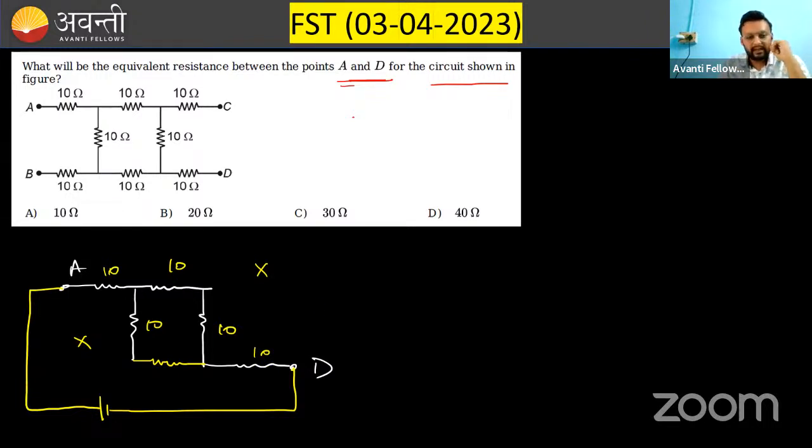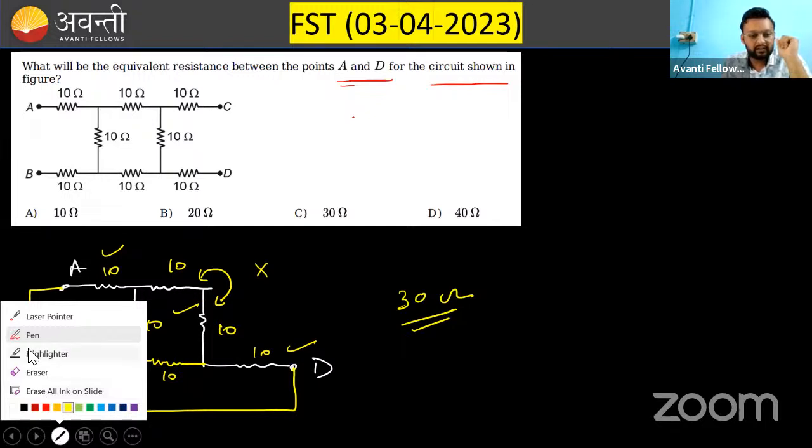Now you can clearly see that these two resistors are in series, 10 and 10, 20. These two are in series, 10 and 10, 20. They are connected in parallel. If you connect 20 and 20 in parallel, it will be 10 ohm. And after that, this 10 ohm, this 10 ohm, and this 10 ohm are in series. So the net result is 30 ohm.